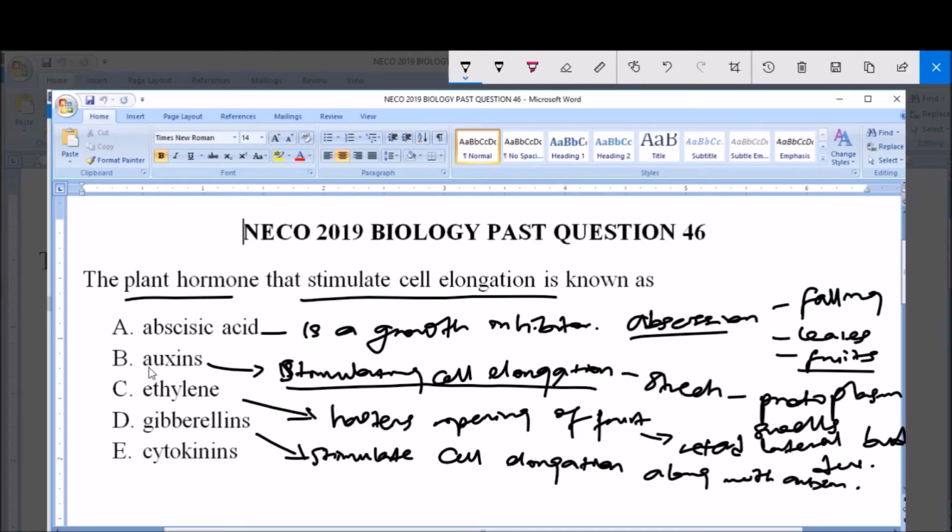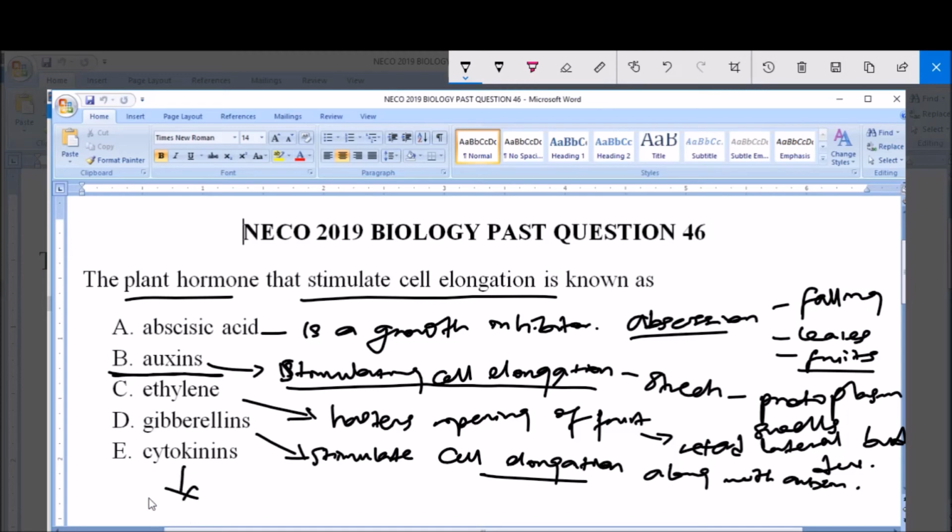Now if you can see, gibberellins and auxins actually both stimulate cell elongation, but the one most concerned with cell elongation is the auxin. Auxin is the most important hormone responsible for cell elongation, because it acts on the cell wall, softening the cell wall and making it possible for the protoplasm to swell and increase in amount, thereby leading to stretching of the cell, bringing about the cell elongation. Gibberellin also brings about cell elongation and division, but it is not the most important actually. The hormone that is most concerned with this activity is the auxin.